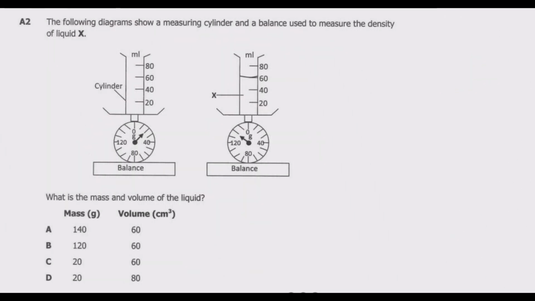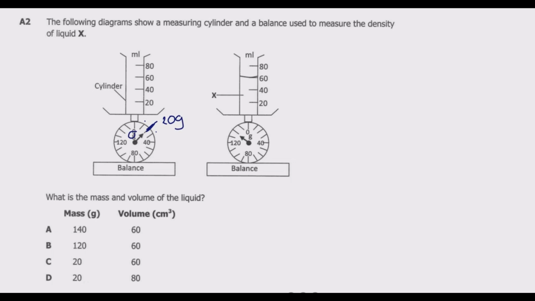Let us look at question 8. The following diagrams show a measuring cylinder and the balance used to measure the density of liquid X. What is the mass and the volume of the liquid? We've got those options. In this case, we've been given the first balance scale, without the liquid, and the question is what the reading on the scale is. The reading on the scale is at this point. If this is 40, then the marks are 10, 20, 30, 40. So the reading here is 20. Remember, these are grams, you can see from here. So this is 20 grams.